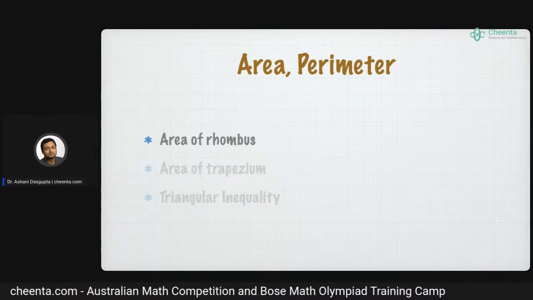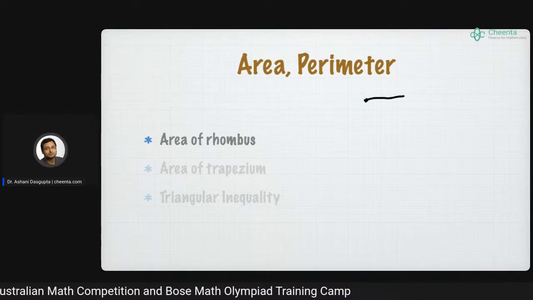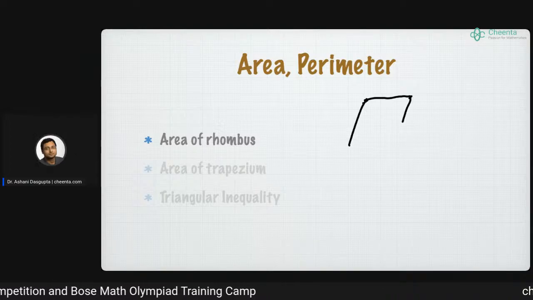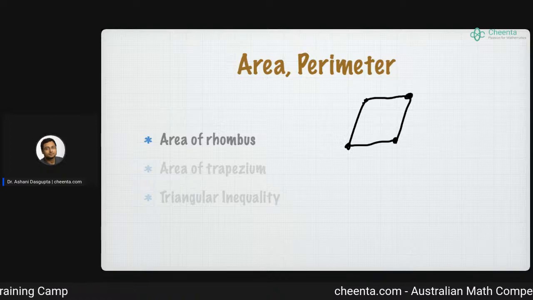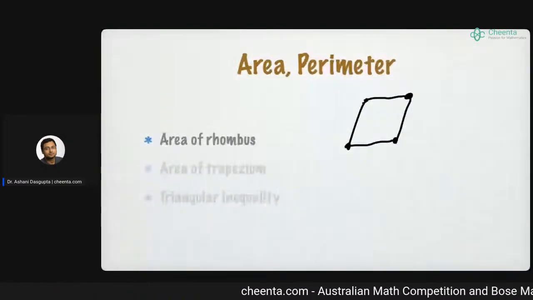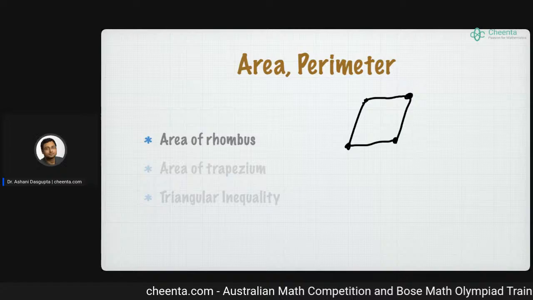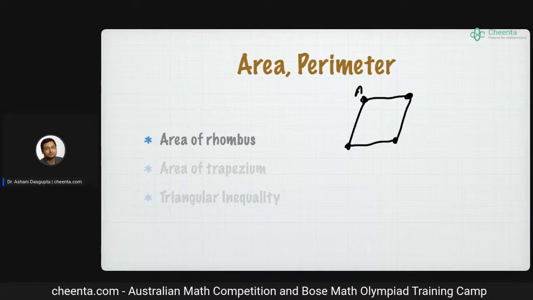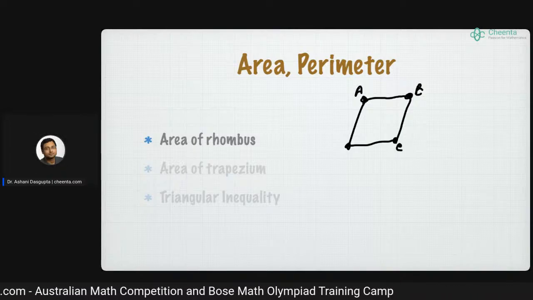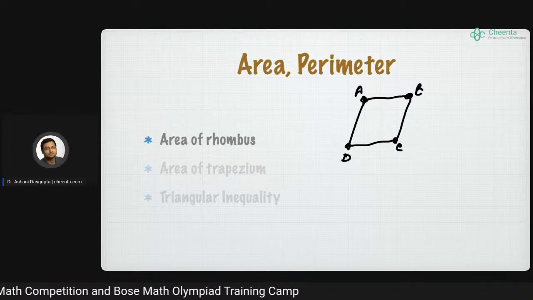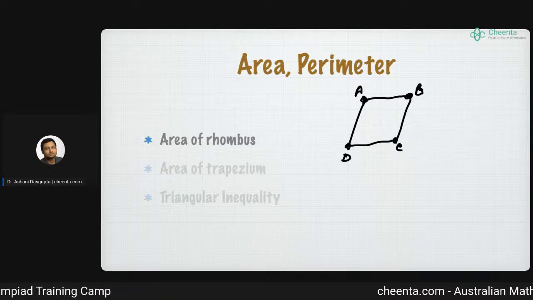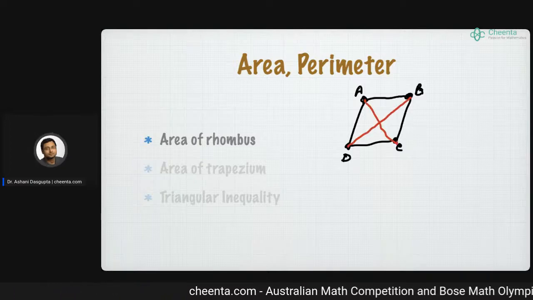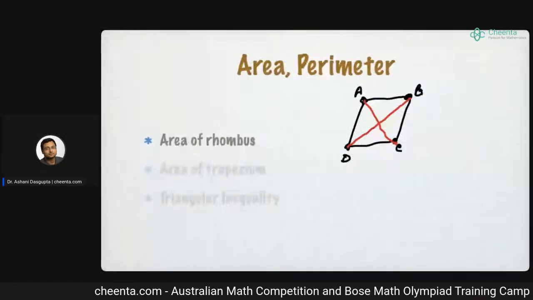Let's talk about the area of a rhombus. So what is a rhombus? A rhombus is a quadrilateral, all of whose sides are equal. All the sides of the quadrilateral are equal. So let's say this is A, this is B, this is C, this is D. There is a very nice formula to compute the area of a rhombus, and that involves the product of the diagonals. So let's see what it is.